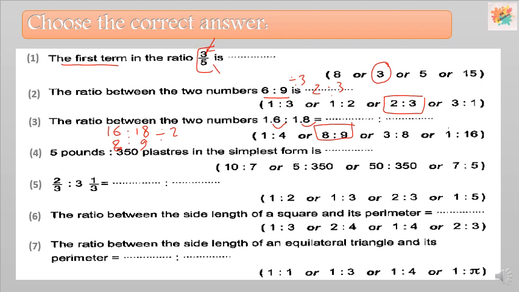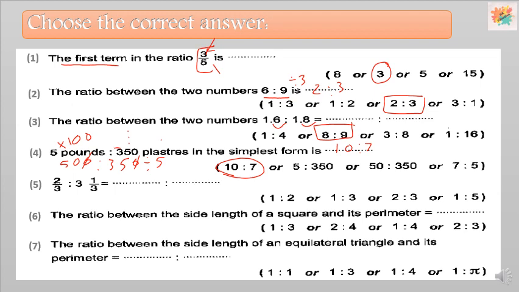Number 4. 5 pounds to 350 piastre. We all know that the pound has 100 piastre. And we always said change the units to the smallest, so we will multiply by 100. So it will be 500 to 350. After that cancel 0 with 0, then start to divide by 5. So 50 divided by 5 equals 10 and 35 divided by 5 equals 7. So the answer will be 10 to 7.